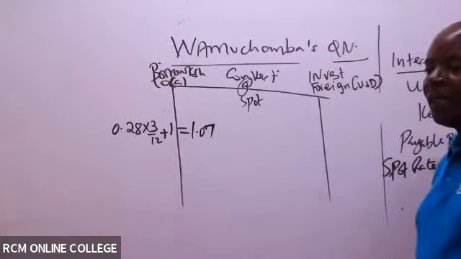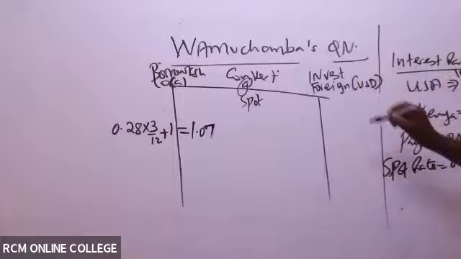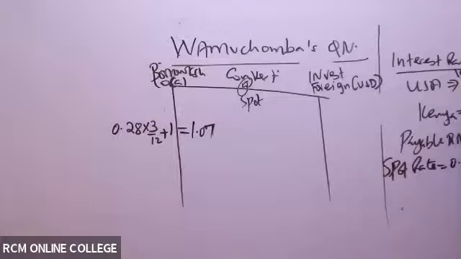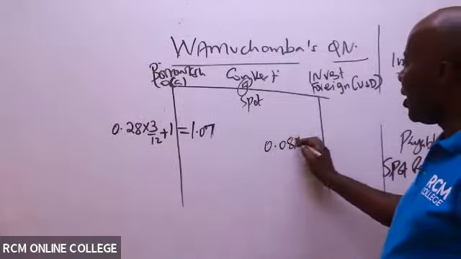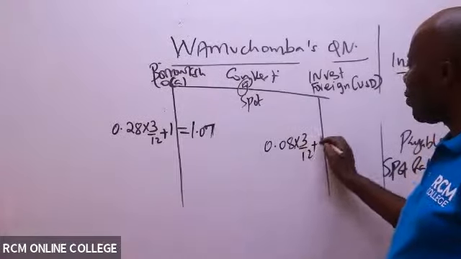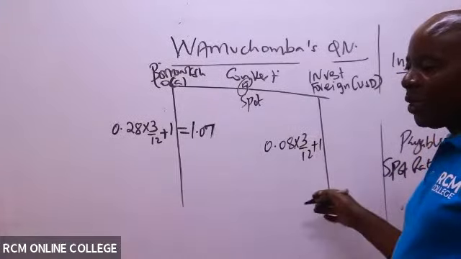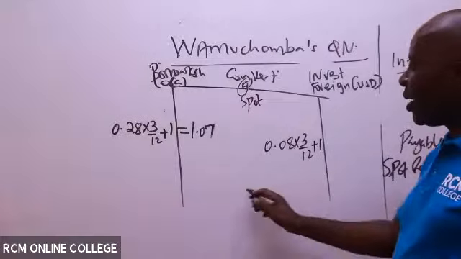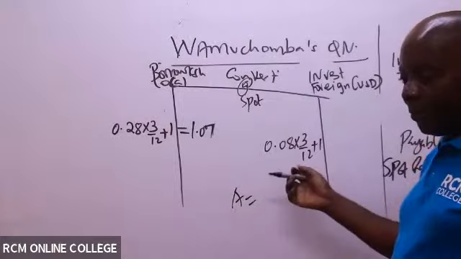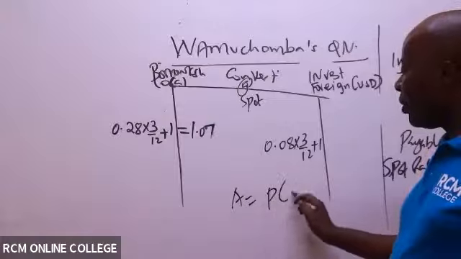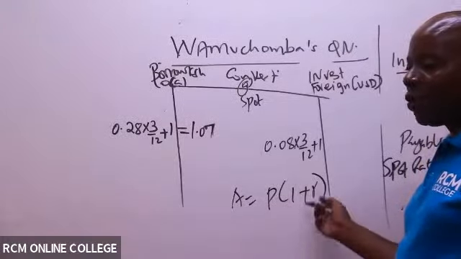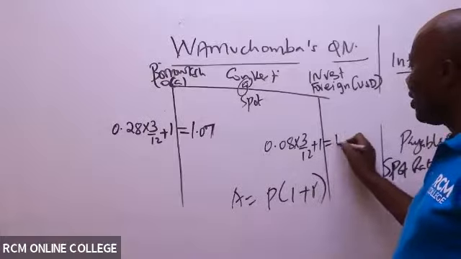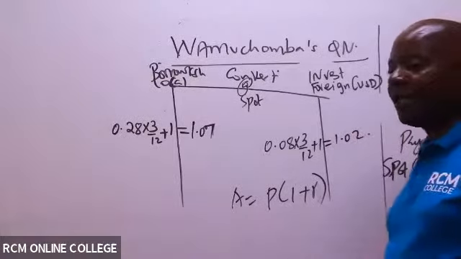Like that, 1.07. And then now you come and invest the US dollar. So now we're investing the USD. Investing the USD, we have the investing rate is 0.08. So we have here 0.08 times 3 over 12 plus 1. Where are we getting this one from? Remember the amount formula from primary school: principal into 1 plus R. So this one is for compounding purposes, 1.02.